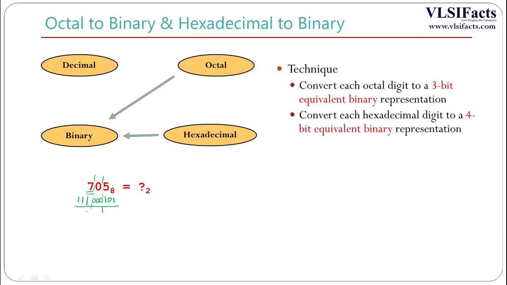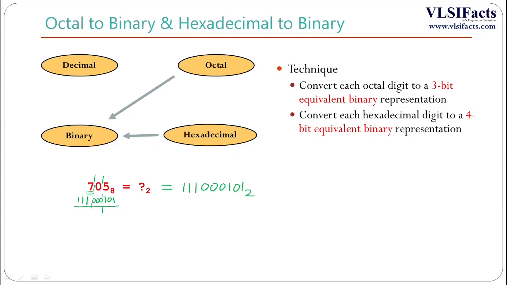Now I will just concatenate the binary equivalent of all these 3 digits to get my final binary number. So the final number will be 1 1 1 0 0 0 1 0 1 in base 2.